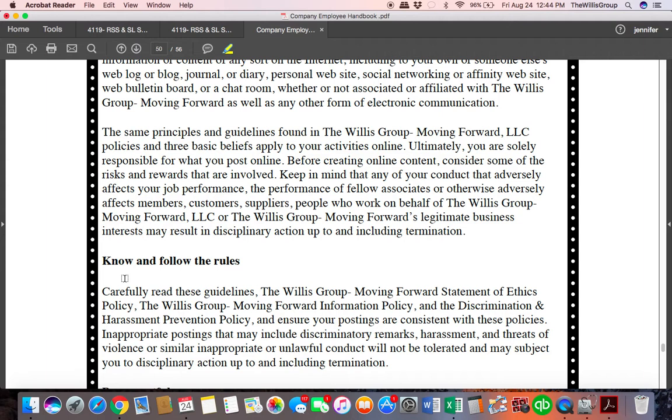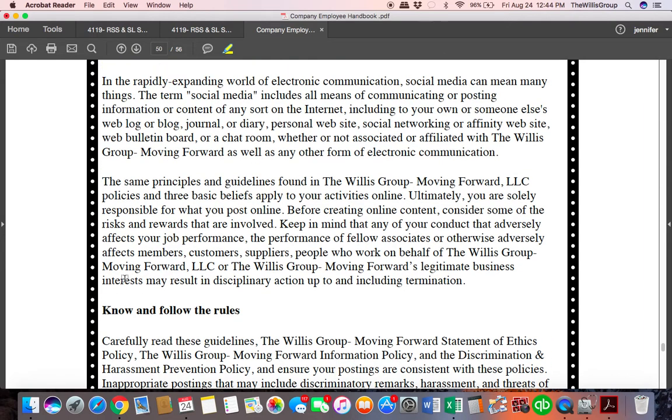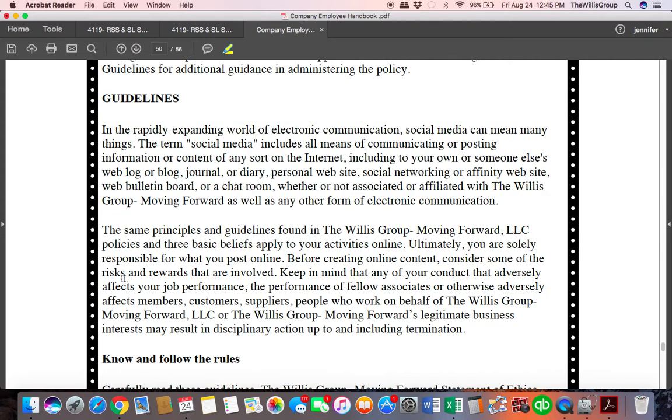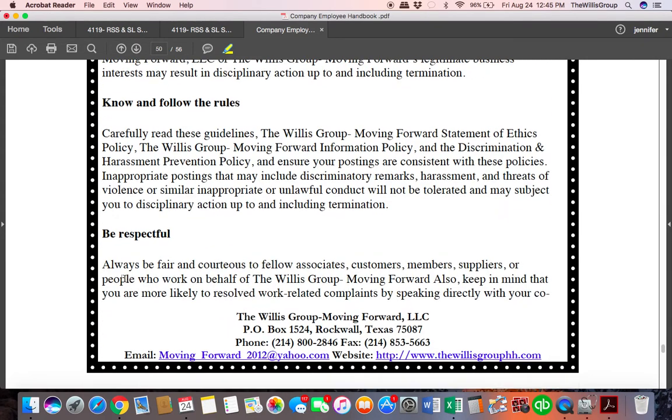This does include not just actually posting on social media, but also taking pictures, sending text messages, and things like that are included in this policy.